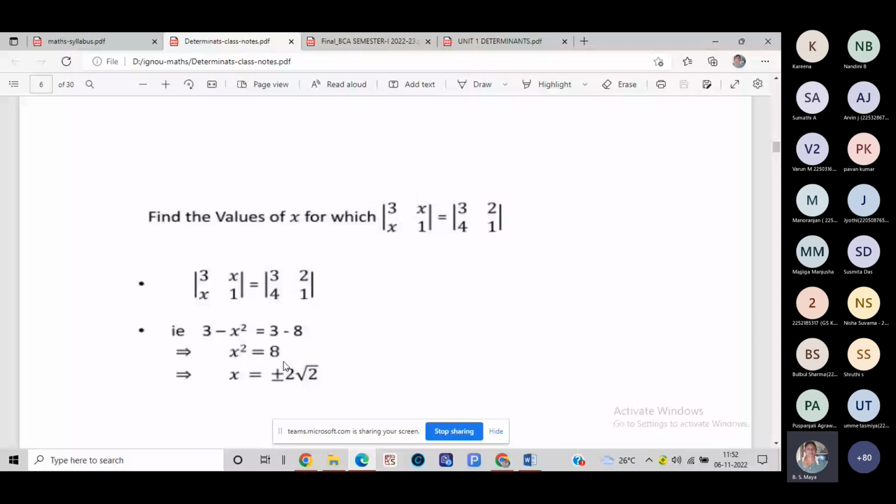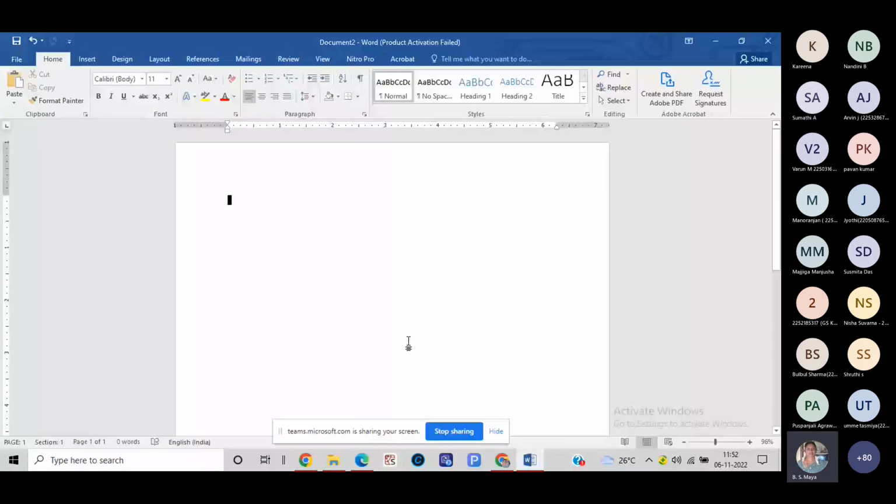0. You want to do that, I will do it. 3 minus x square is equal to 3 minus 8. I should keep x square on one side: equal to 3 minus 8 minus 3. This 3 will go to this side and become minus 3. What is the answer for the next line? Minus x square equals minus 8. Can I cancel the minus on both sides? Yes, ma'am. Can I take x square is equal to 8?